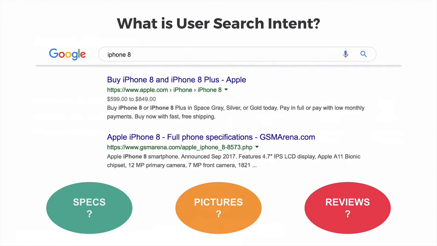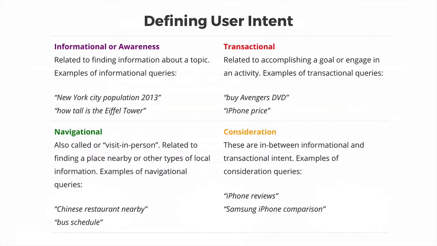For this use case, we decided to split user search intent into three categories, with the fourth consideration being added at a later stage. These types of intent correspond to the layers in the marketing funnel. And we have informational or awareness, which is related to finding information about a topic. We have navigational queries, which are also called visit in person, and are related to finding a place nearby or other types of local information. For transactional queries, these are related to accomplishing a goal or engaging in an activity. And finally, consideration queries are in between informational and transactional intent.